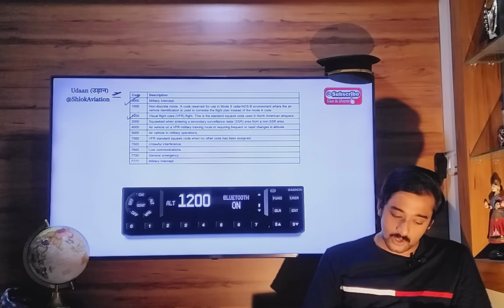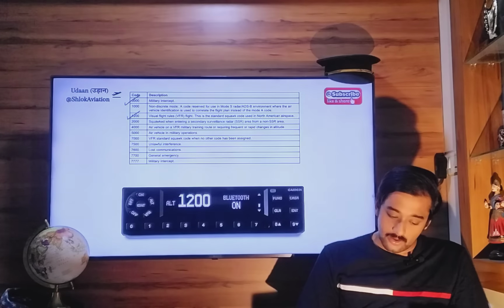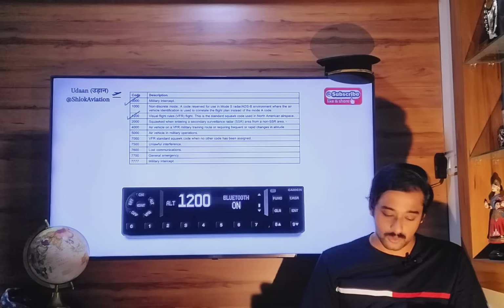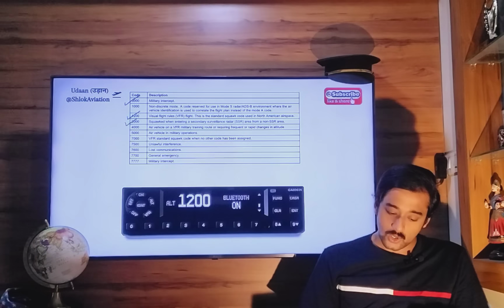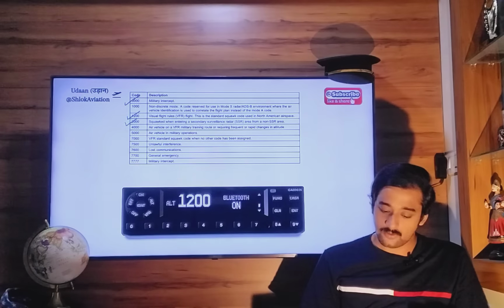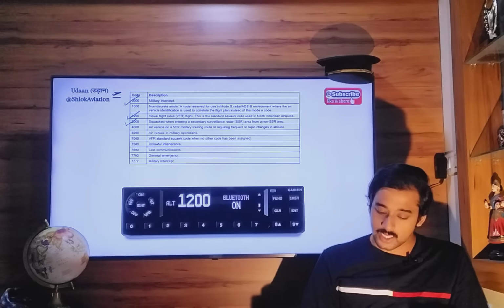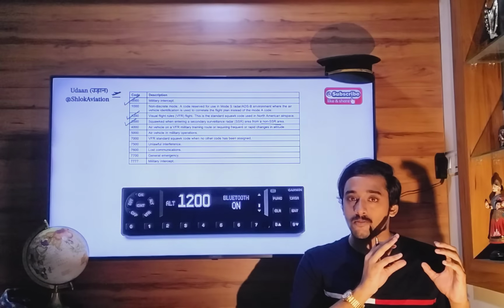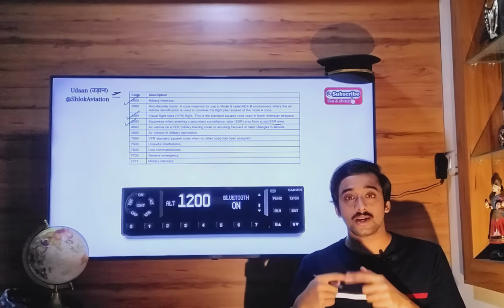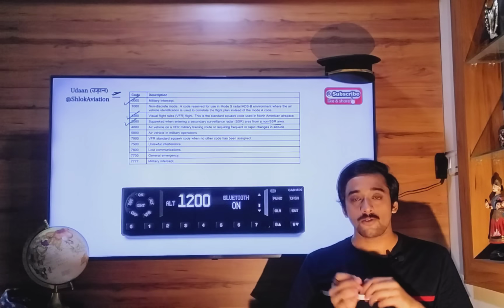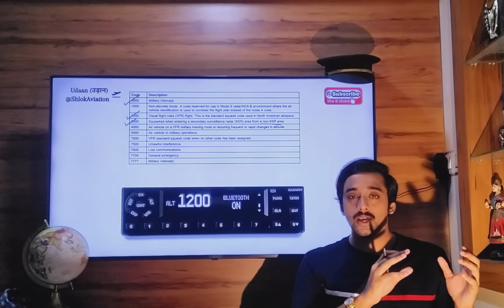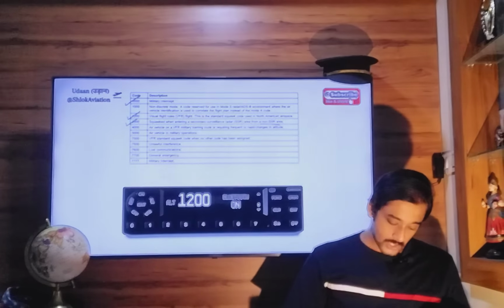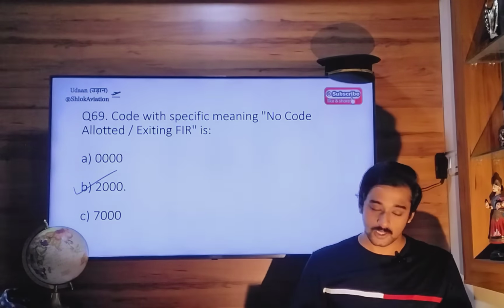Now 1200 is the transponder code when you are flying VFR, and this is the standard SSR code in North American airspace. 2000 is the SSR code when entering a secondary surveillance area from a non-secondary surveillance area. That means you're flying from an airspace where transponder is not mandated into an airspace where transponder is required. So if you're flying from such an area, your transponder code should be set to 2000. Okay, so the correct answer here will be 2000. Next.